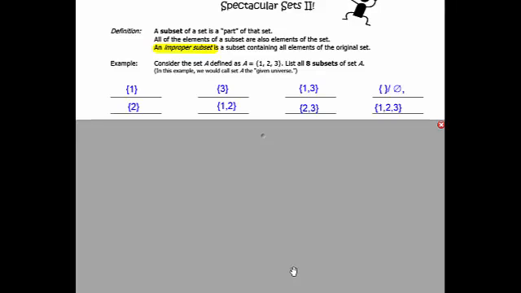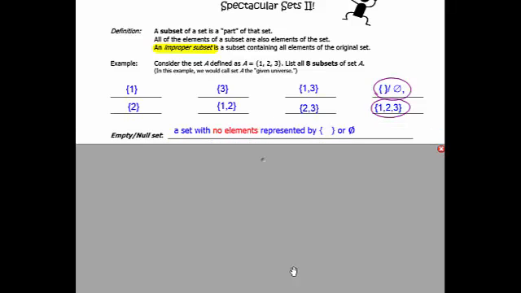So if we consider the set A defined as {1, 2, 3}, there are 8 subsets of A. We would call A the given universe. What are those 8 subsets? We have {1}, {2}, {3}, {1, 2}, {1, 3}, {2, 3}, and then our unique sets, which are the empty set or the null set and the original set, which is also, curiously, a subset of the original set.